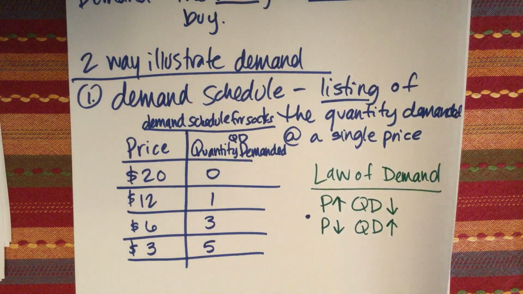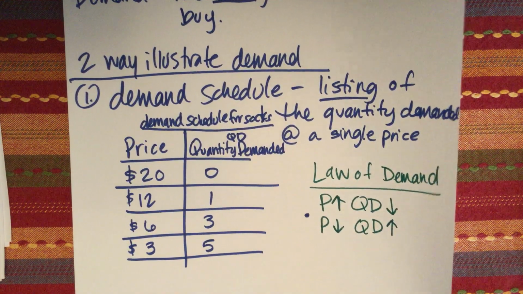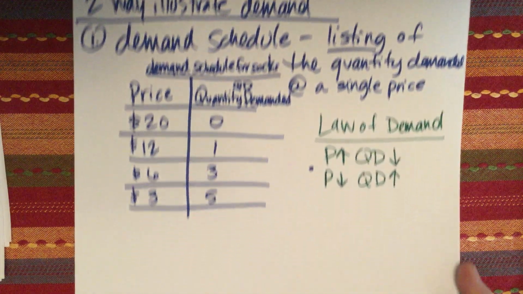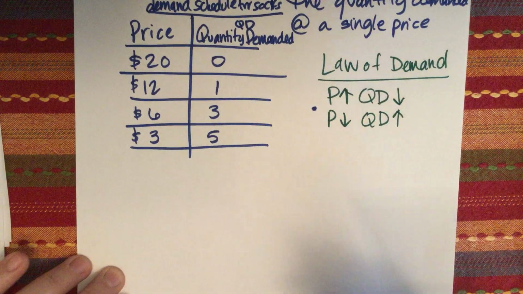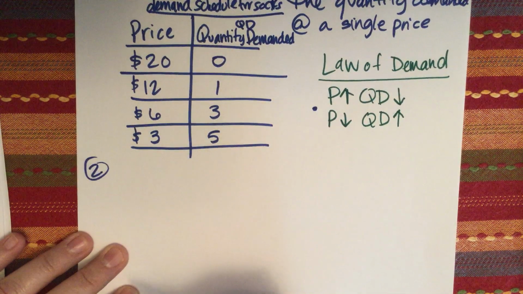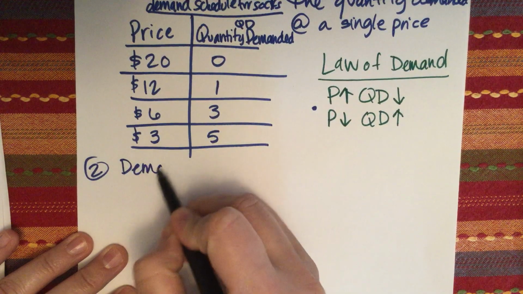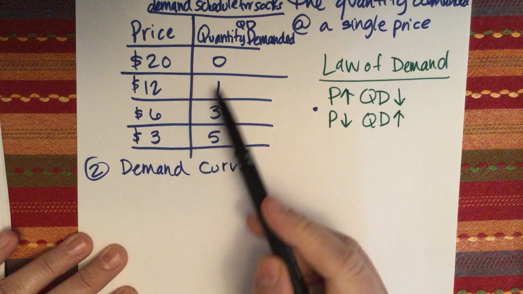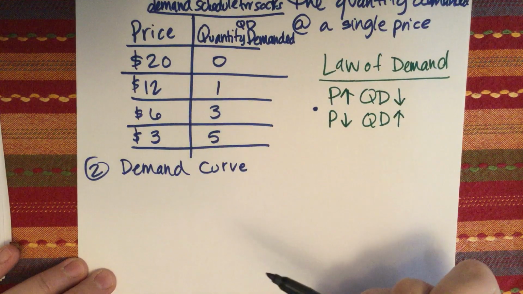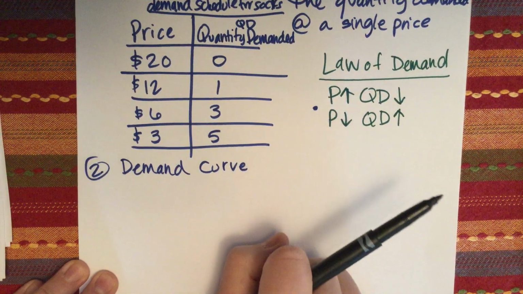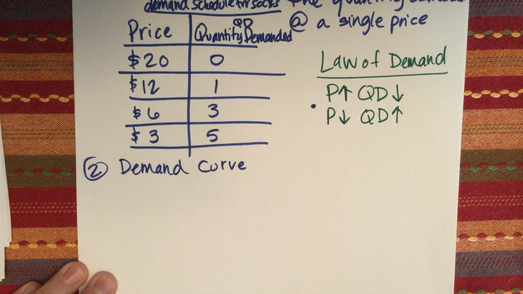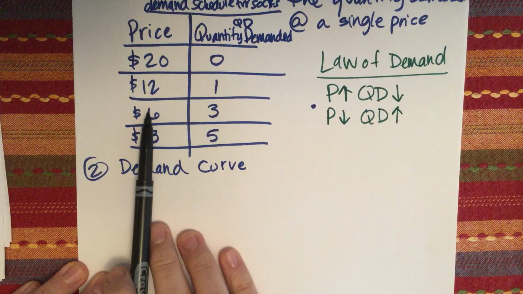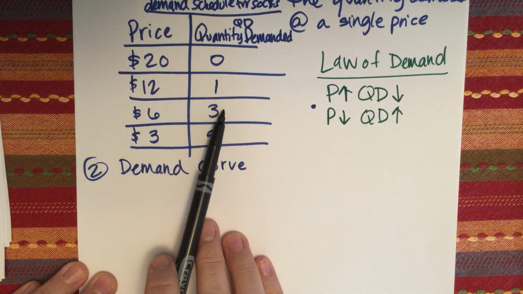Okay? All right, so the second way that we illustrate demand is essentially by plotting these points on a curve. So the second way that we illustrate demand is called a demand curve. And we are essentially going to plot out the points from this T-chart onto a graph. However, there is a main difference between algebra and economics. In algebra, on this side is usually the x-axis and this side is the y-axis.